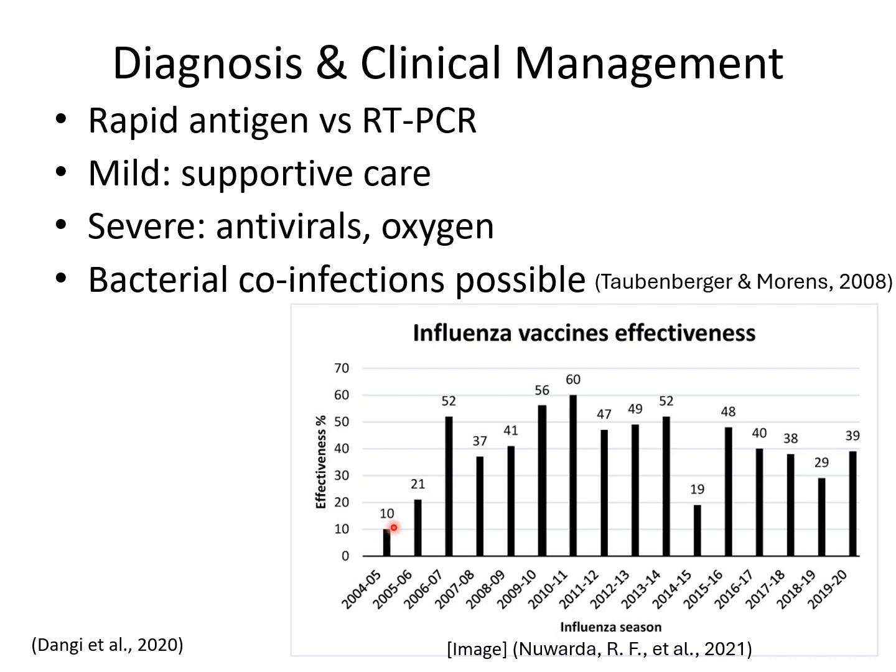So you can see the effectiveness of the vaccines through the years. So 2010, 2011, we had 60% effectiveness. 2014 and 15, only 19.